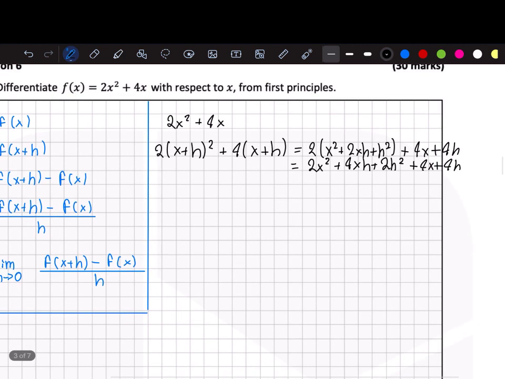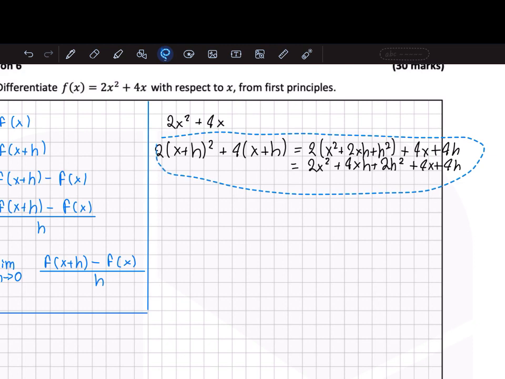Now the next step, we need to take this and we need to subtract away f of x. Just move that up slightly.